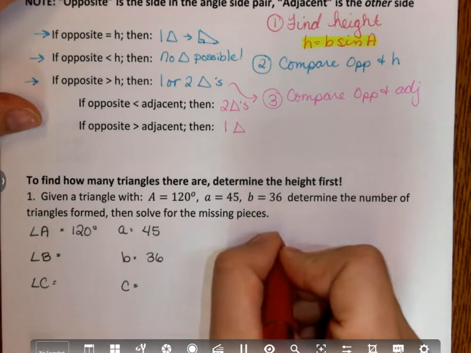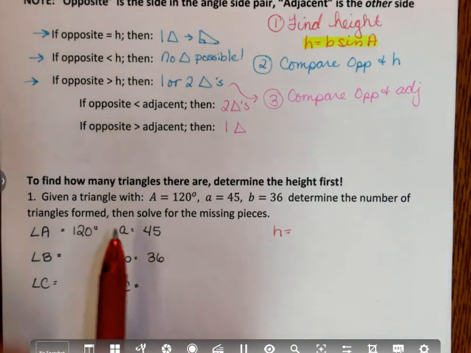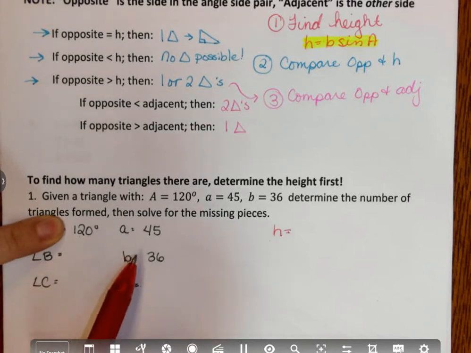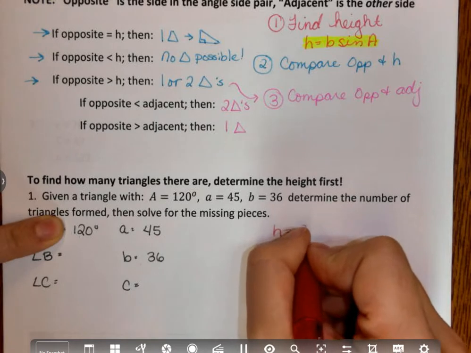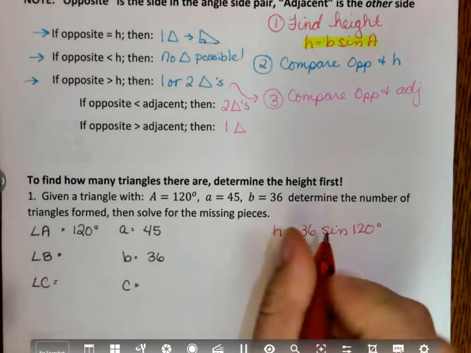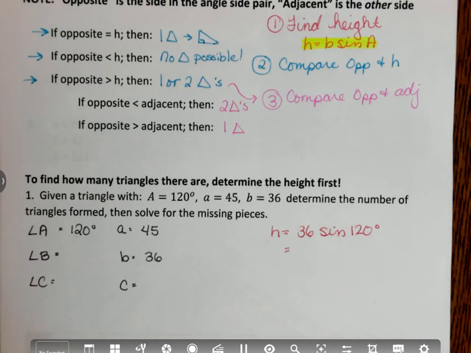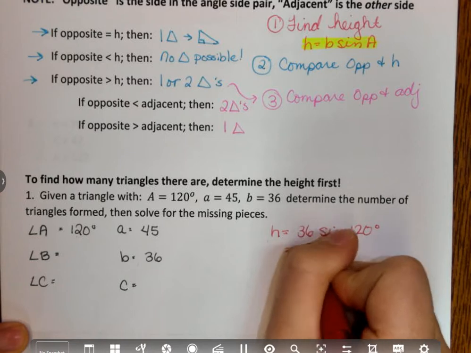Find the height. So my height is going to be B sine A. Or because you're going to have different angles going on here, your angle and the side that does not pair up with it. Does that make sense? Because either this one or this one will both be adjacent. So the angle and its non-paired side. So I'm going to take 36 times the sine of my angle. And we're just using this for comparison's sake. So just take it to the nearest tenth and tell me what you get. 31.2.